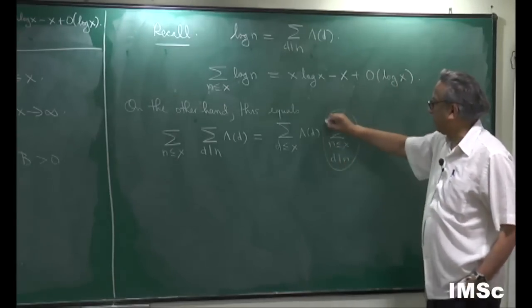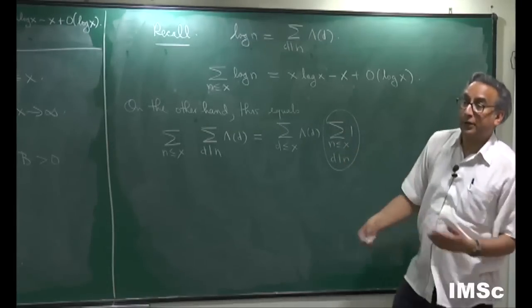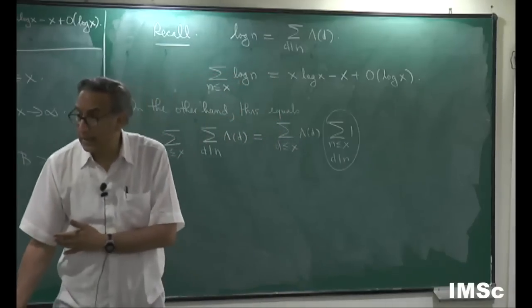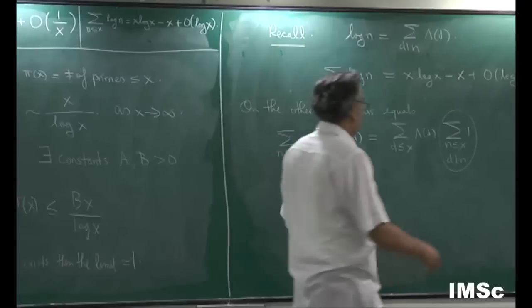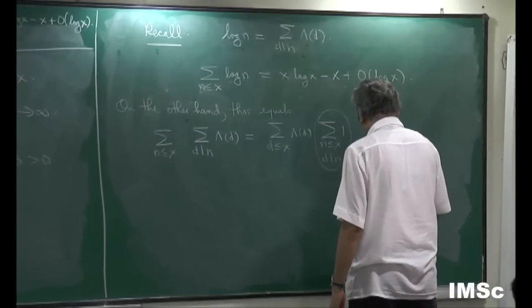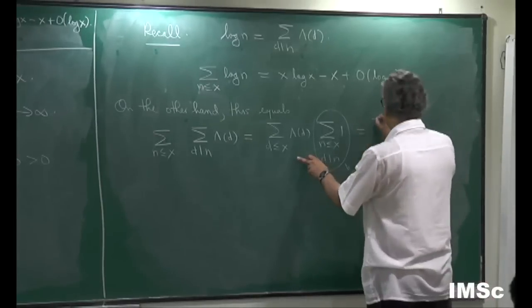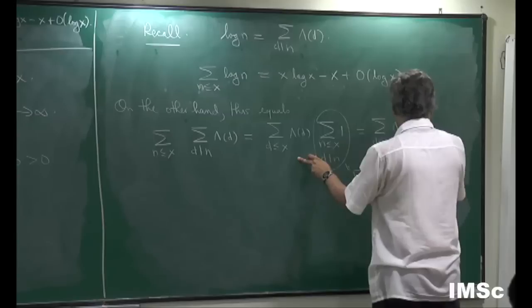That is, how many numbers are there less than x which are divisible by d? Well, they have to look like d times t. And d times t has to be less than x. So t has to be less than x over d. Therefore, this number is nothing but the greatest integer of x over d. Right? Therefore, this is equal to the summation over d less than x of lambda d times the integer part of x over d.